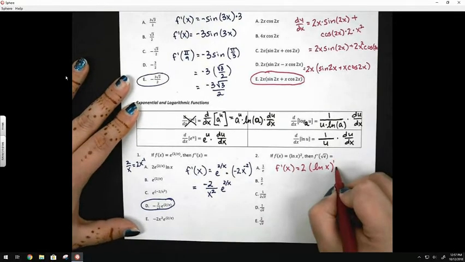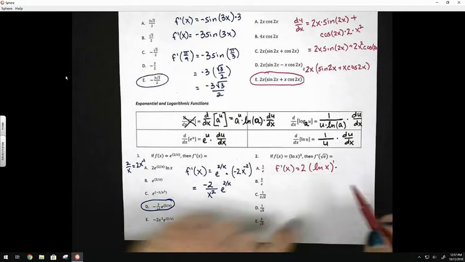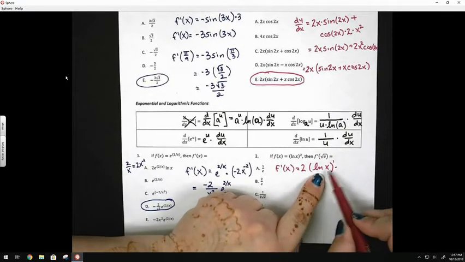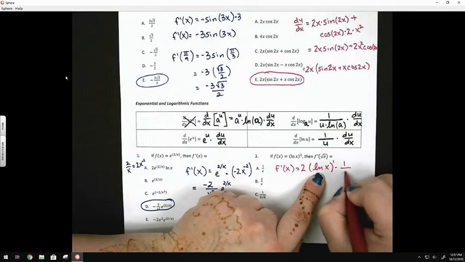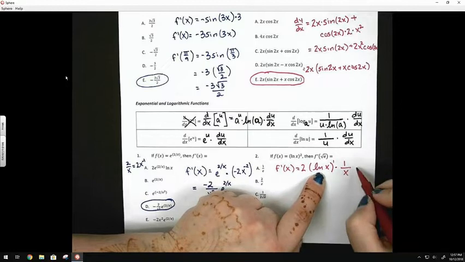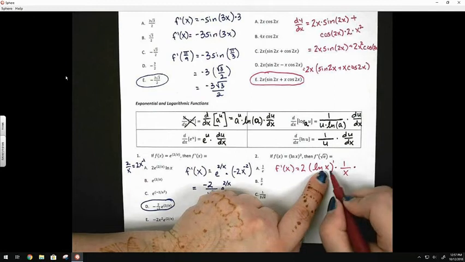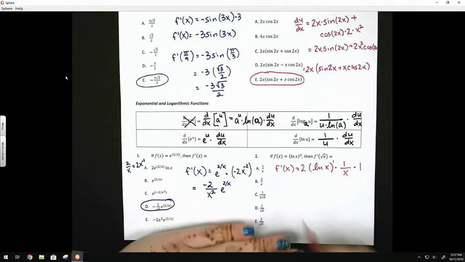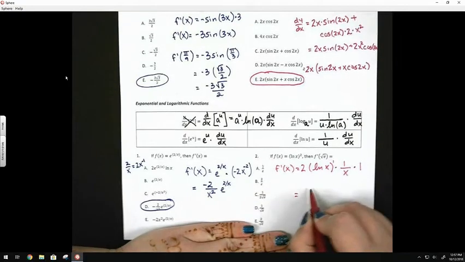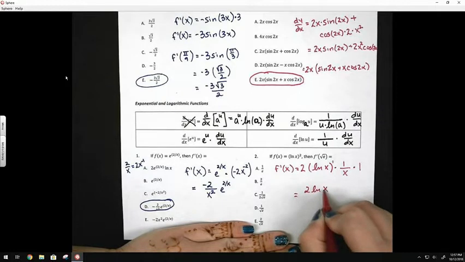And then we're going to do times the derivative of the inside. The inside is the natural log of x. So the derivative of the natural log of x is 1 over x. And then technically we need to apply the chain rule. The derivative of the inside, which is just x, is really just 1. Okay, so for this one, we get that f prime of x is 2 times the natural log of x over x.